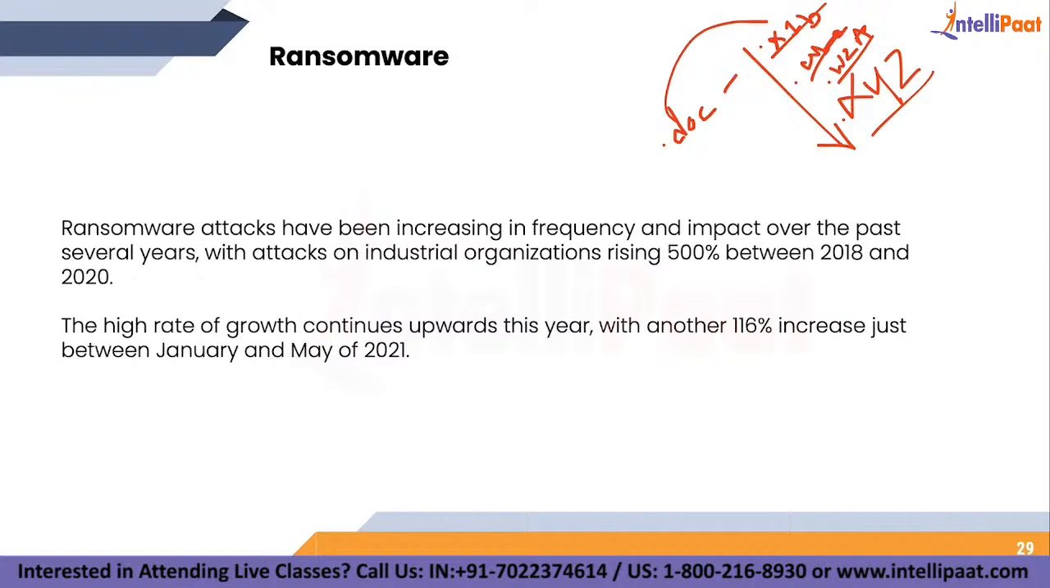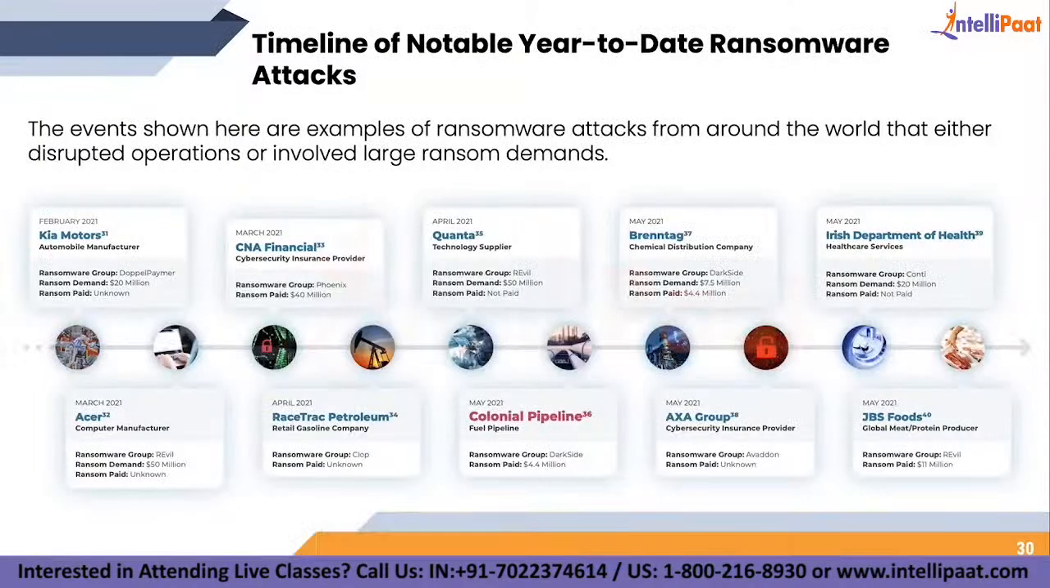Over several years, especially from 2019 to 2020, we see a 500% rise. The high growth rate observed in 2021 is 116% overall. So let's see a couple of organizations notably which have undergone attacks on their ICS systems, and what the size of the attack was.